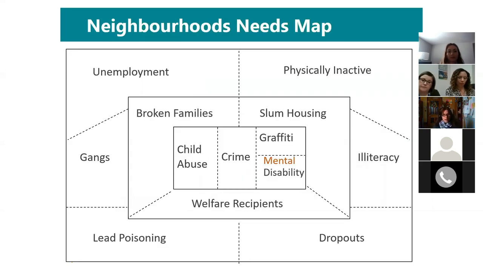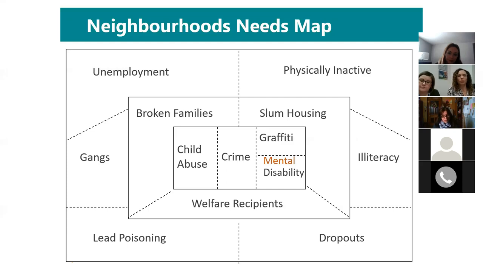If you look at a neighborhood in terms of the needs, this is how it looks. Unemployment, physically inactive, dropouts, gangs, lead poisoning. Traditionally, when we're looking at our communities and programming, we look at the data. We look at what is missing and what is wrong with our community, and then we develop our programs to fill that gap or void or make it better. When you look at this map, is this a community you would want to live in? Where do you start? And then it also becomes very overwhelming. And are we going to make a difference when we look at this map?